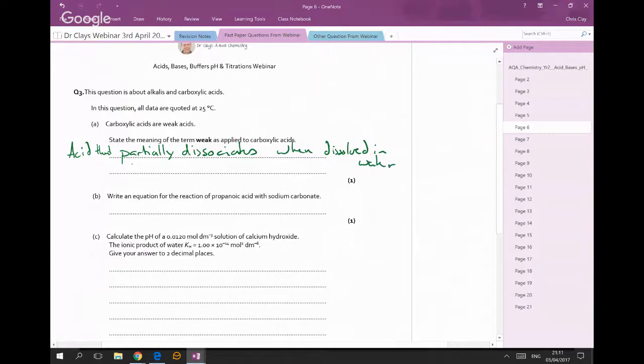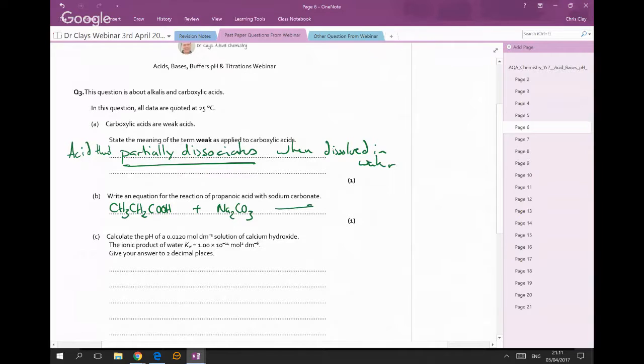To pad it out fully, but that's a key. Okay, write an equation for the reaction of propanoic acid with sodium carbonate. Well, here we go. We've got CH3CH2COOH. Careful when you're writing something like propanoic acid that you don't add in too many carbons. We're adding sodium carbonate, Na2CO3.